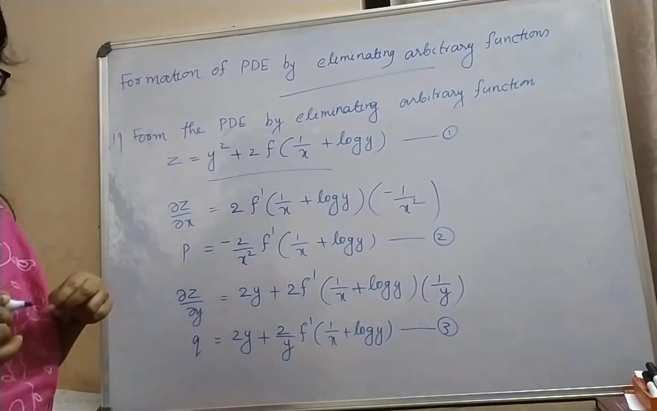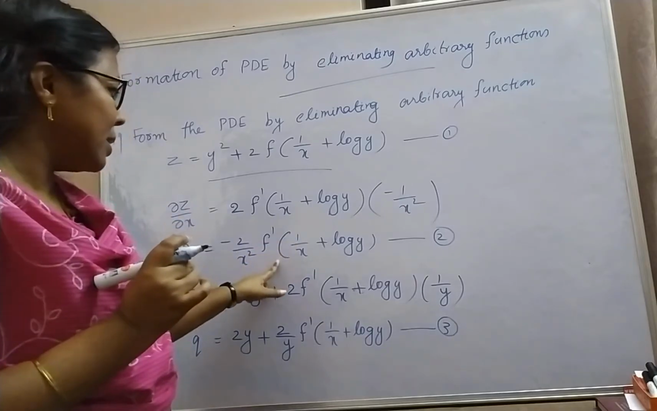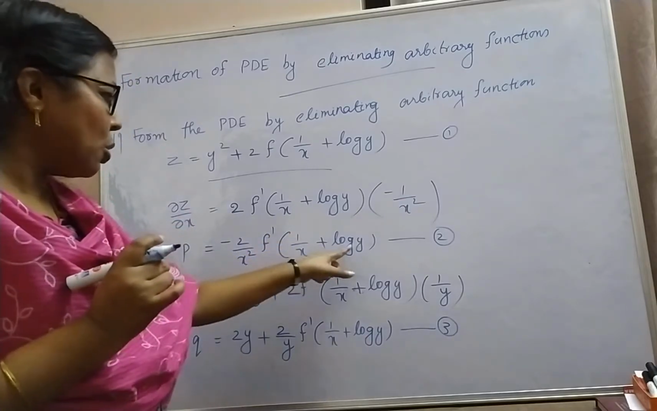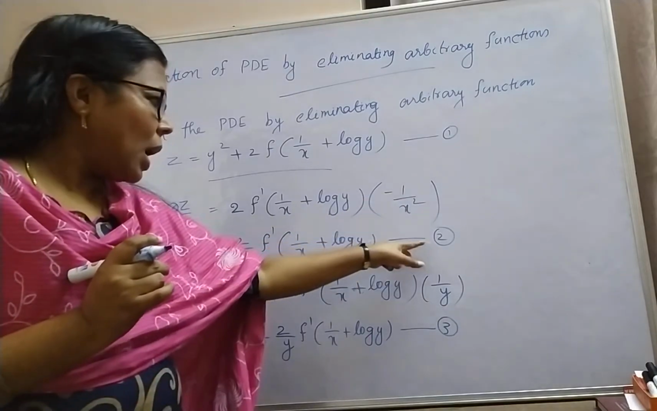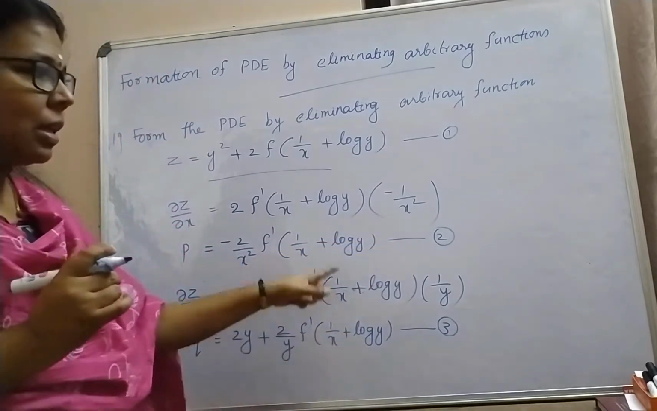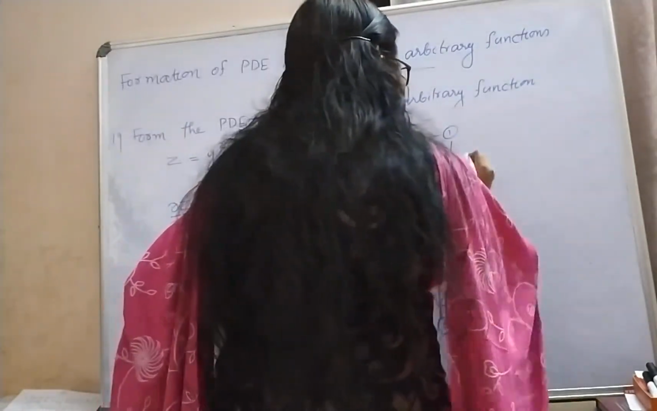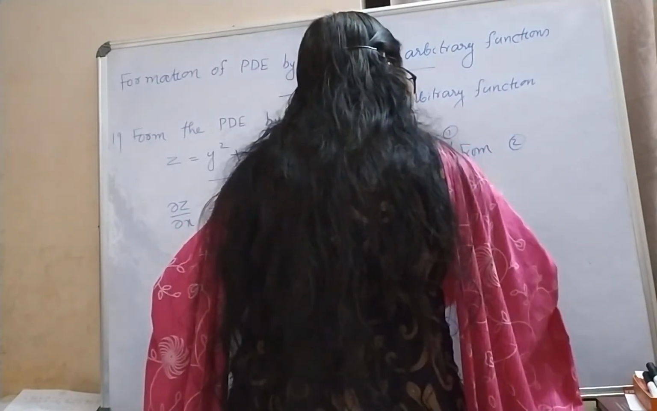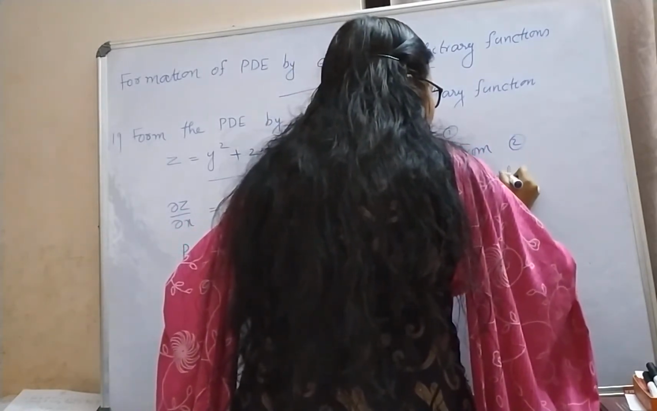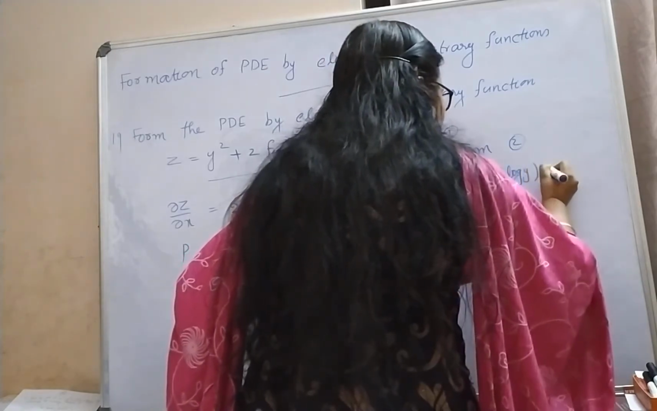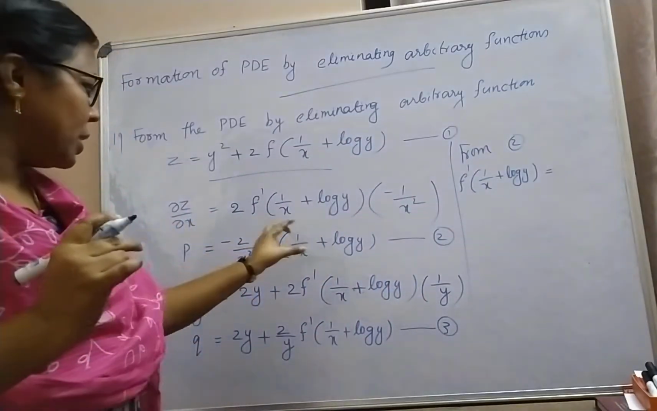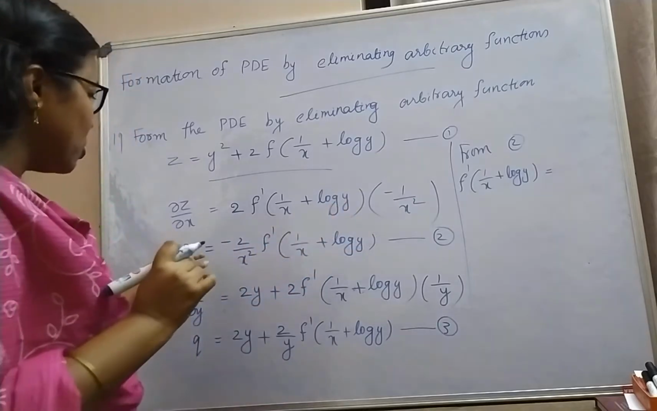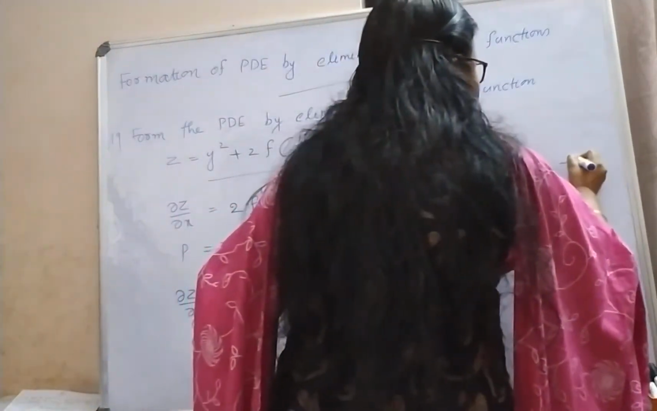For elimination of the arbitrary function, we have to find f dash 1 by x plus log y from equation number 2 and put this in equation number 3. From 2, f dash 1 by x plus log y equal to minus px square by 2.